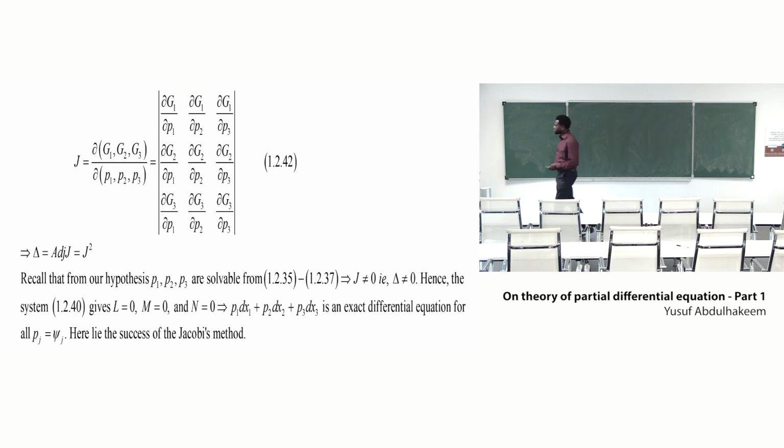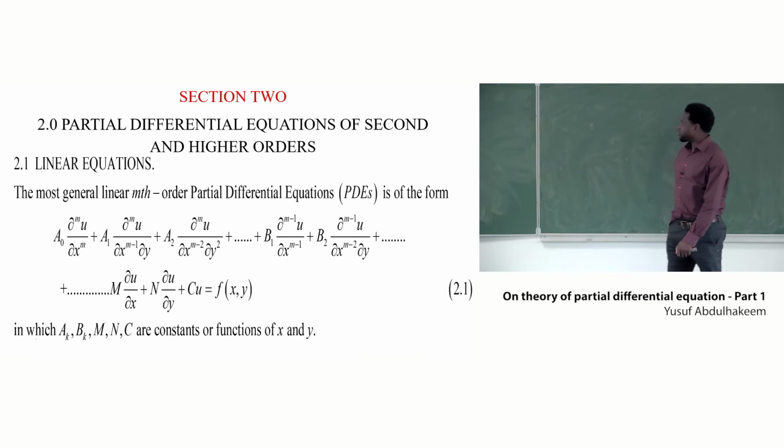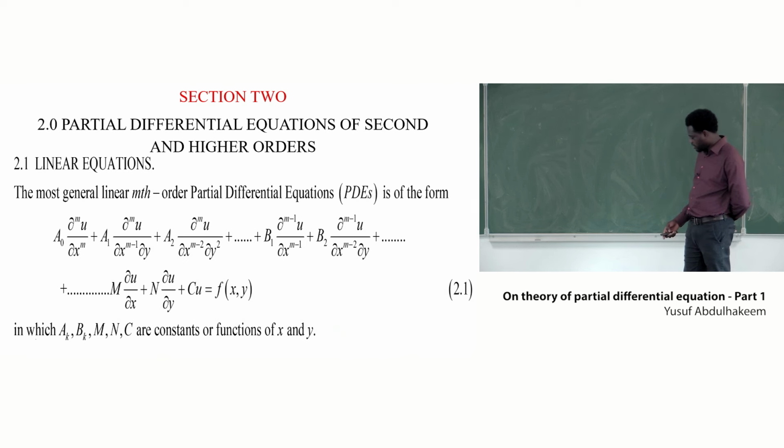Now, let's quickly move into the next section of the course, which is partial differential equations of second and higher orders. 2.1, we have the linear equation. The most general linear mth order partial differential equation is of the form 2.1. That's what we have here: a naught, the m-th derivative of u with respect to x, plus a1 and so on, in which a, b, m, n, and c are all constants or functions of x and y.